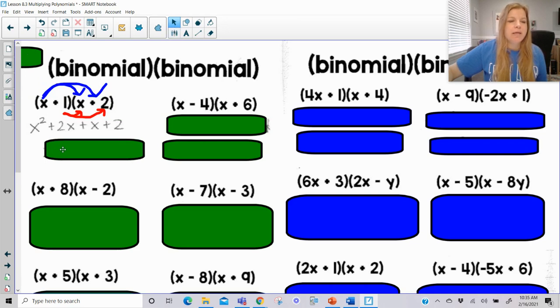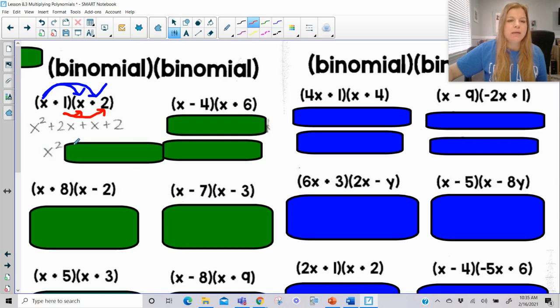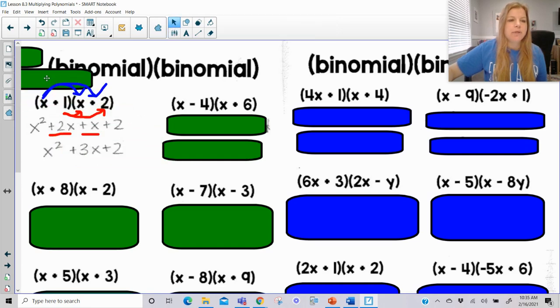My final answer would be x squared. I can combine a positive 2x and a positive x together and call that 3x, and then bring down my plus 2. And so that's my result, x squared plus 3x plus 2. Let's try this next one.